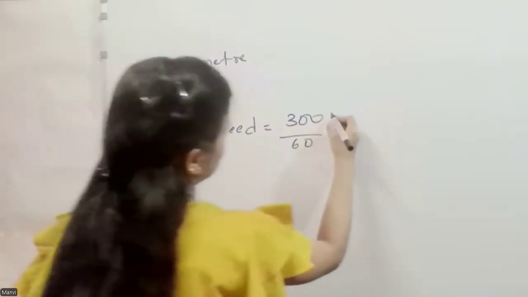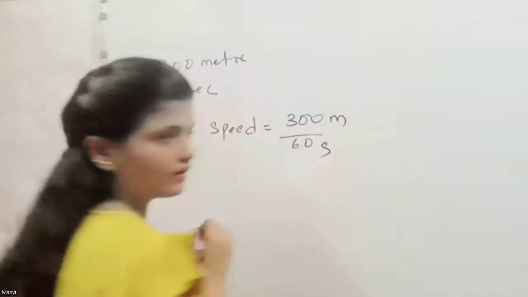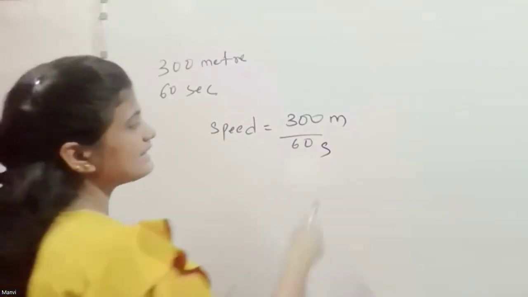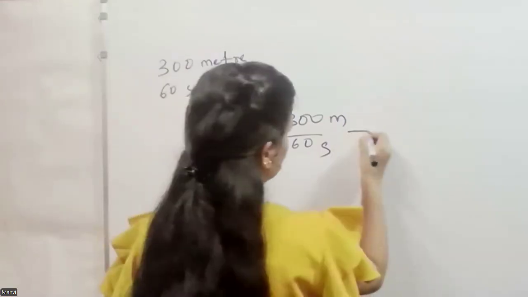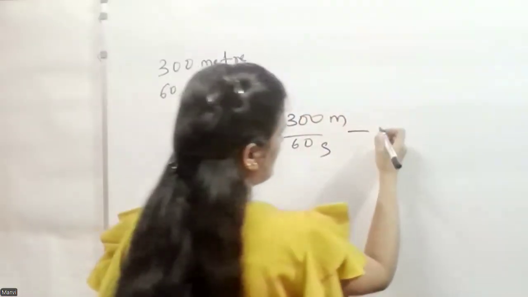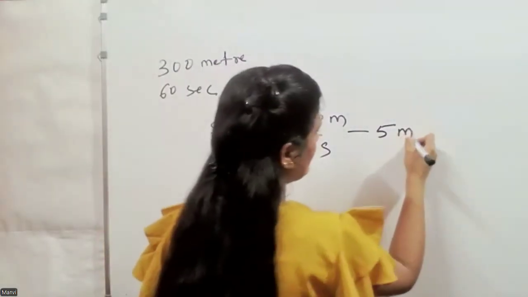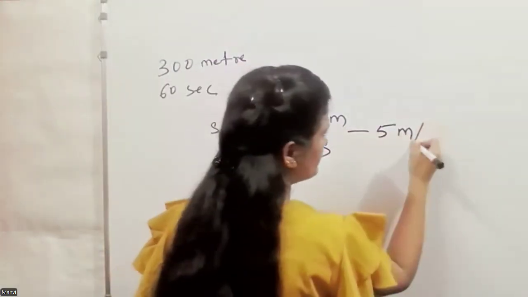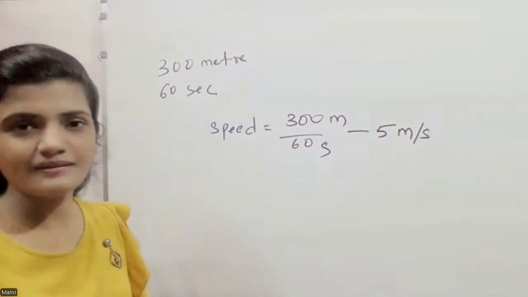This is 300 meter, and that is 60 seconds. Okay? We can't simplify meter and second, right? So for simplifying these two, our answer is 5. Now the unit is 5 meter per second. Okay?